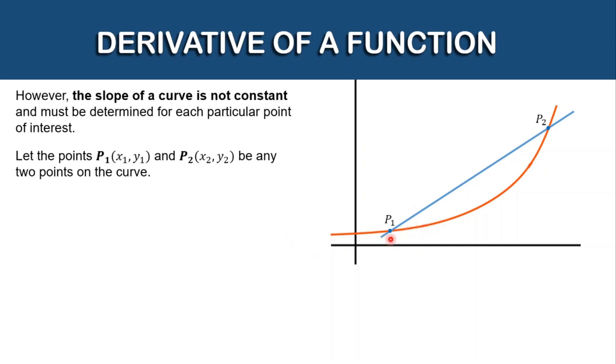Let our point 1 be fixed, meaning it will not move from this position, while P2 is moved along the curve towards P1. As you can see, as point 2 is moving along the curve towards point 1, we can notice that the slope of the line will vary. So let's repeat. As point 2 moves towards point 1, the line connecting the two points varies in its slope.